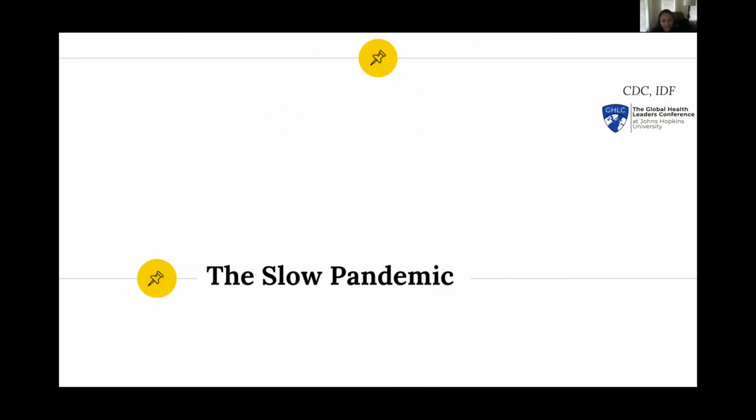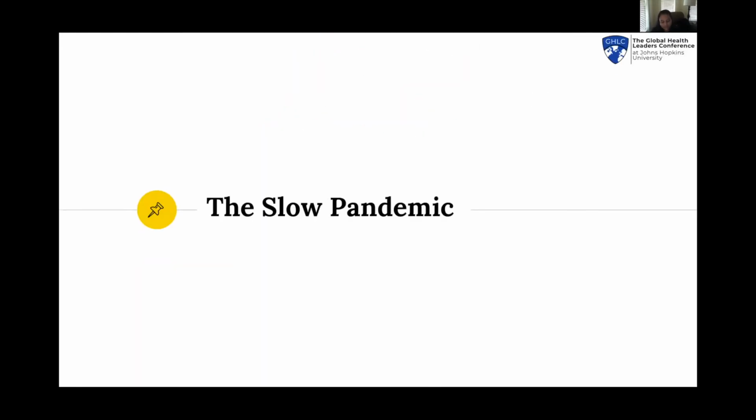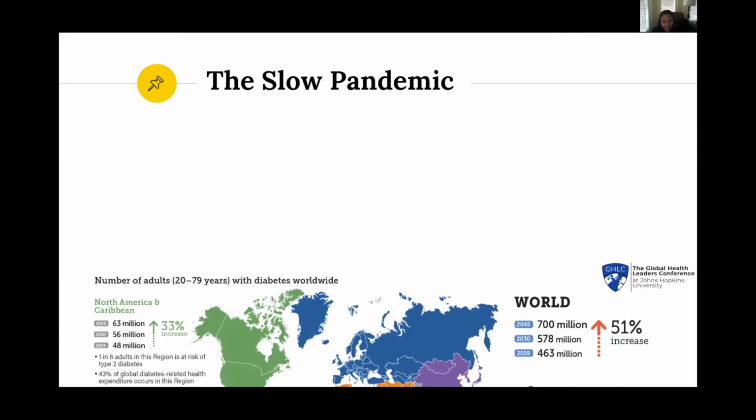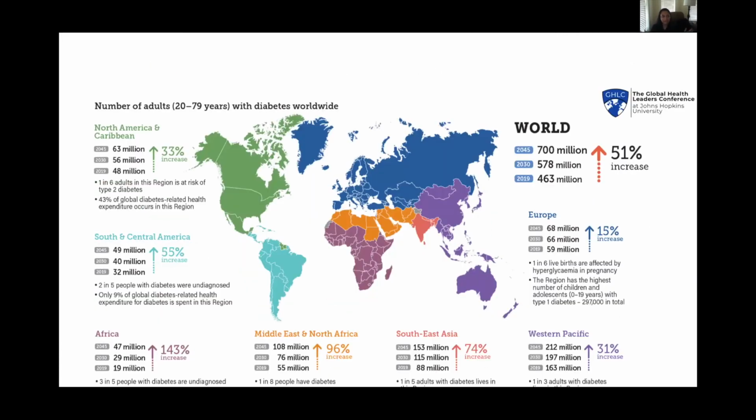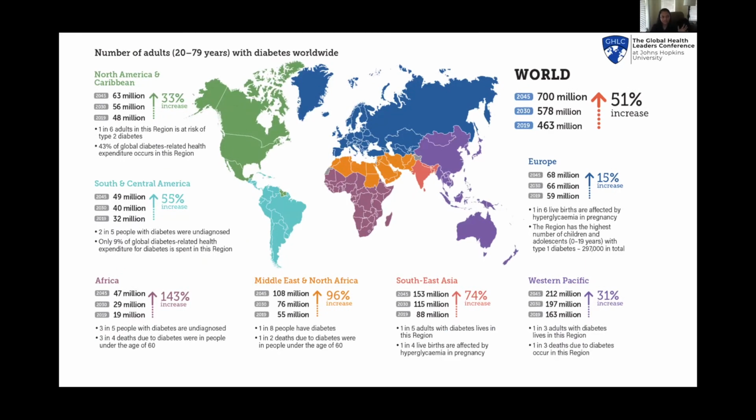So now that I've provided these statistics for you guys, I want to bring back the idea of a pandemic. So when we think of pandemics, we think of the world, a disease that affects each and every one of us globally. So therefore, here I have a map projecting how diabetes is going to affect the world in the next 10 to 15 years.